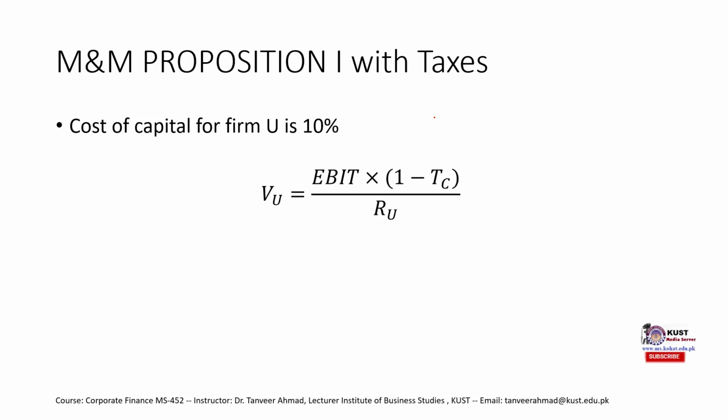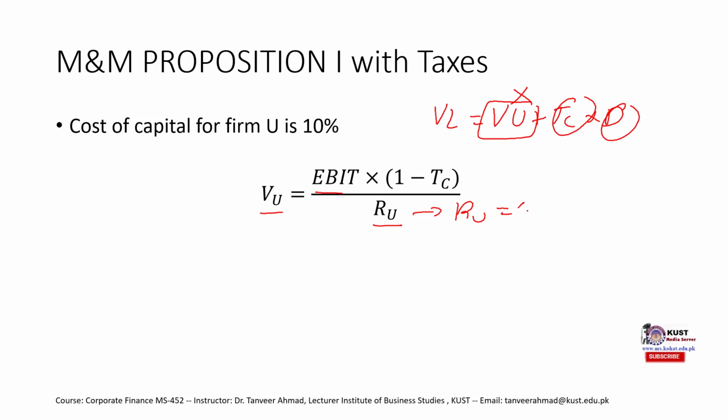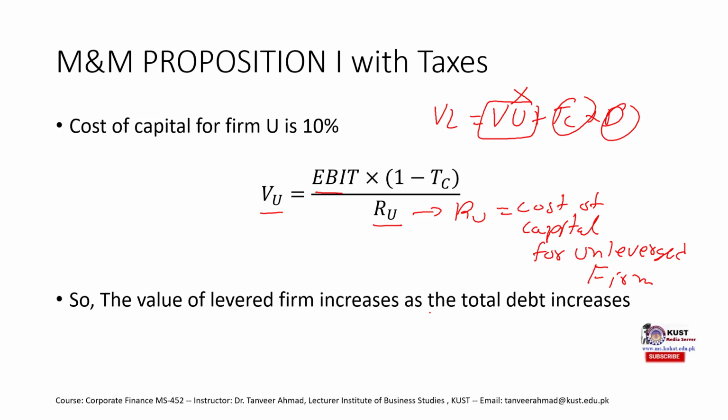the issue that we are left with is we know that value of leveraged firm is equal to value of unleveraged plus the tax rate times the debt, but we do not know the value of unleveraged firm. To calculate value of unleveraged firm, it would be equal to EBIT times 1 minus tax rate divided by the cost of capital for the unleveraged firm. So we are saying RU, and RU stands for the cost of capital for unleveraged firm. So this U stands for unleveraged. So the value of leveraged firm increases as the total debt increases.